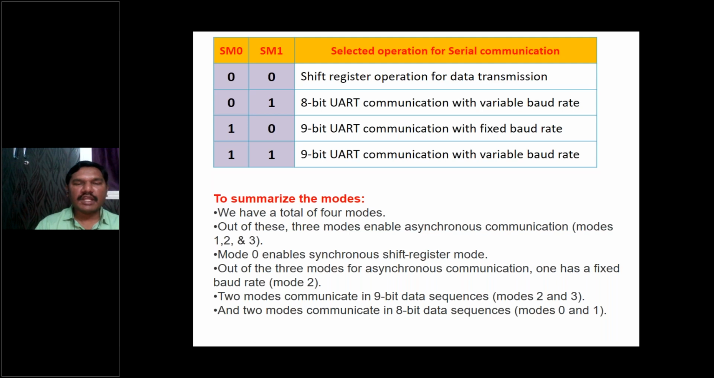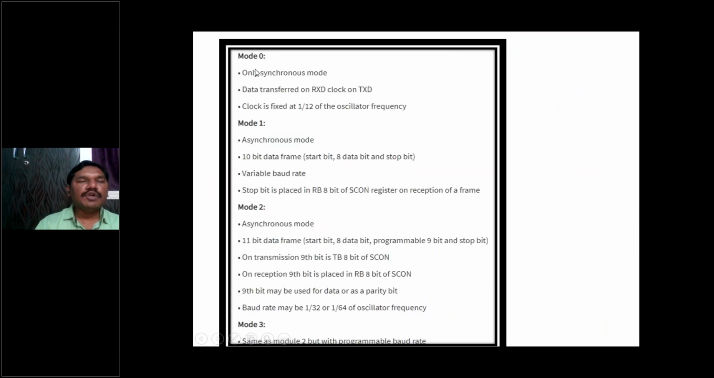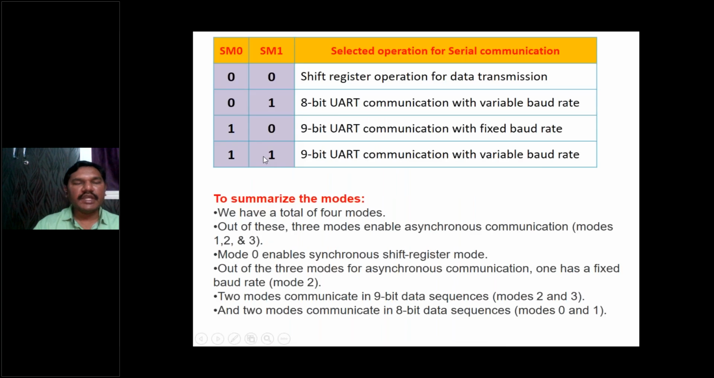Two modes communicate in 9 bits, and two modes in 8 bits. Mode 0 and mode 1 are in 8 bits. Mode 0 is only synchronous mode, where data is transported on the RXD and TXD pins of port 3, and the clock is fixed at 1/12. Mode 1, mode 2 and mode 3 are asynchronous modes. In mode 1 it is 10 bits: a start bit, 8 data bits and 1 stop bit, so a total of 10 bits.